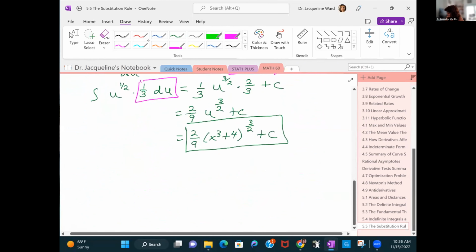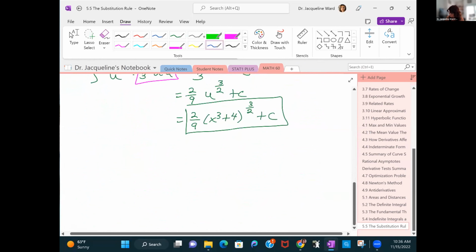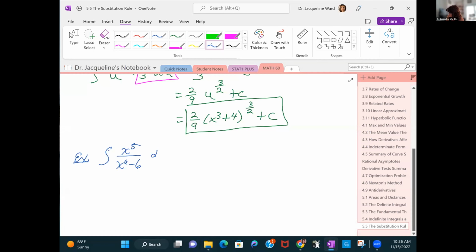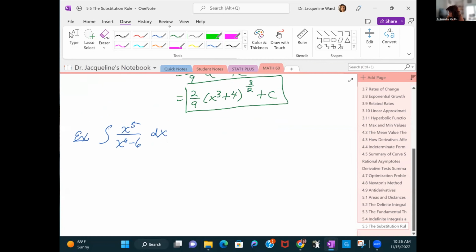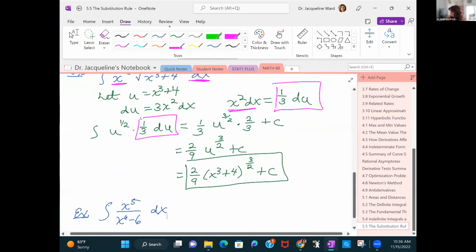Wait, can you go up again? I have a question about what happened to the two thirds. We multiplied it by the 1/3, and that's why we have 2/9. Yeah. Okay.